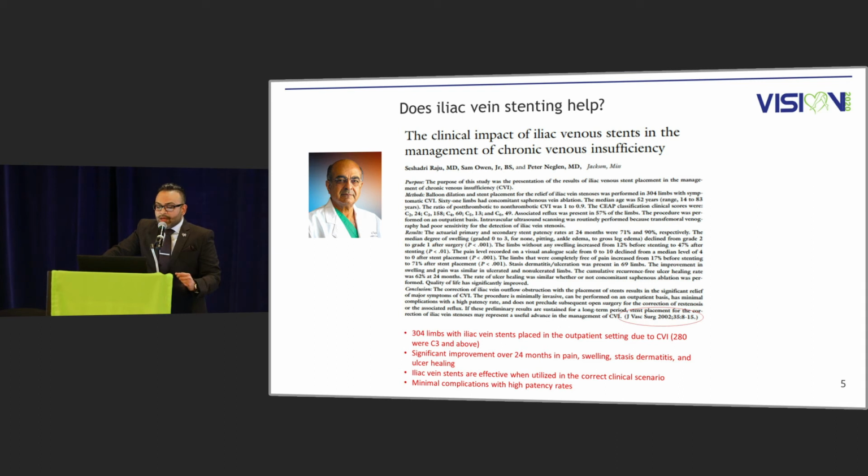2002, guys. Basically, I'm not going to make you read it, but it was published in the Journal of Vascular Surgery. He looked at 304 limbs in 2002. 304 limbs that had iliac vein stents in the outpatient setting. Okay? Majority of them were C3 and above.